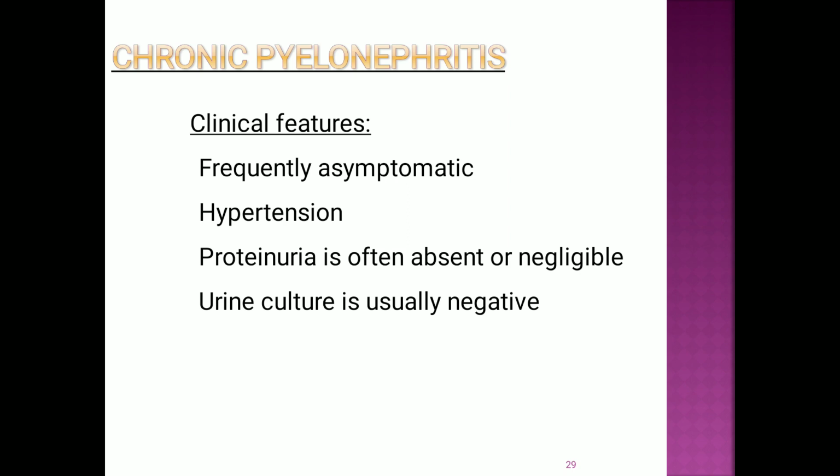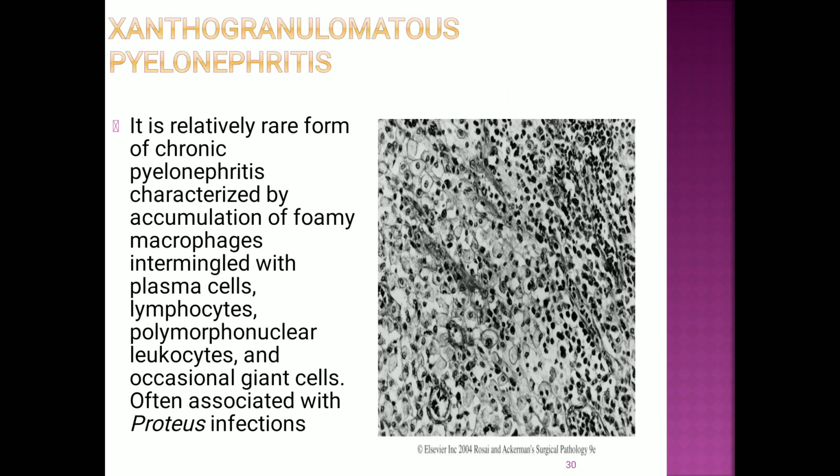Chronic pyelonephritis. The clinical features are frequently asymptomatic. Hypertension may occur; proteinuria is often absent or negligible. Urine culture is usually negative.